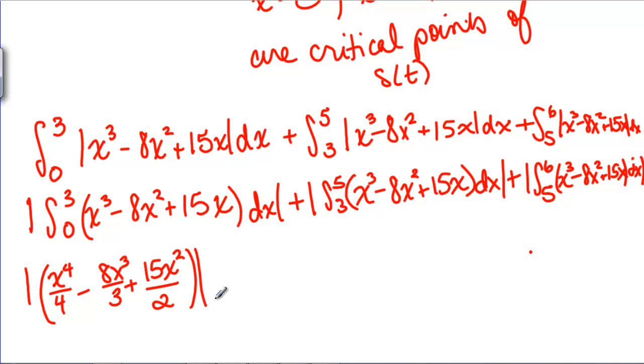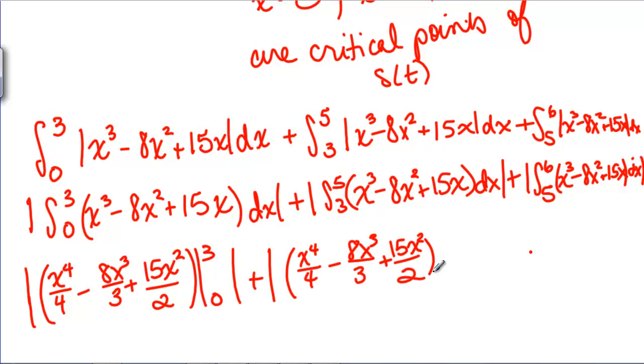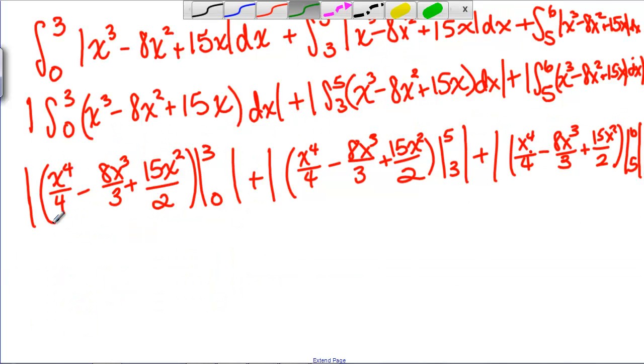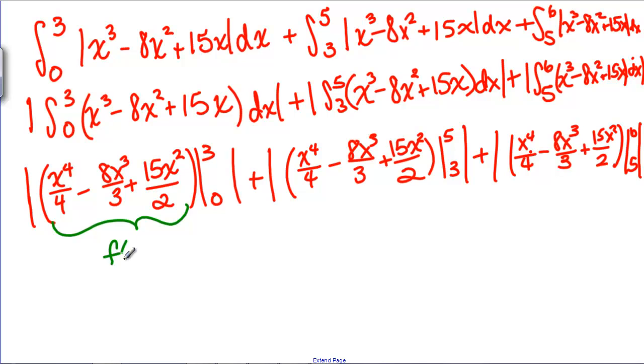And we're evaluating that from 0 to 3 in absolute values, plus, again in absolute values, the same function, but this time from 3 to 5 in absolute values. And then finally, in absolute values, the same function again from 5 to 6, since we want the total distance traveled from 0 to 6. So if I just call this function right here, let's call this f of x.